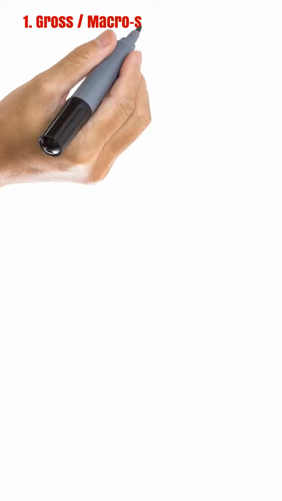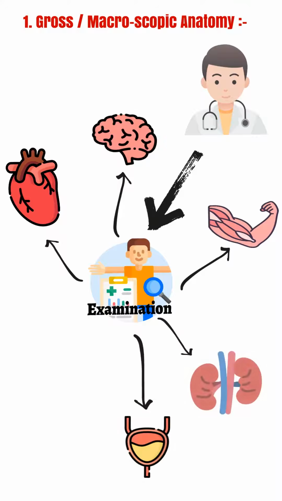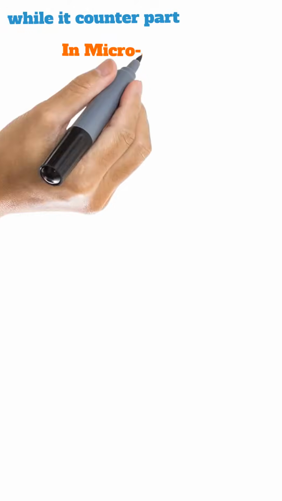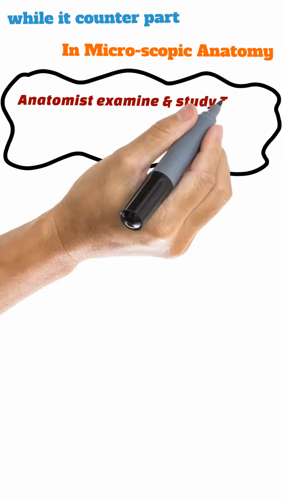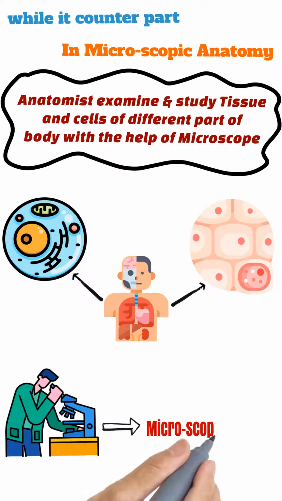No. In gross anatomy, doctors examine body parts such as muscle, heart, brain, bladder, kidney, skeletal system, etc., with just the help of the eye. While its counterpart, in microscopic anatomy, anatomists examine and study tissue and cells of different parts of the body with the help of a microscope. From there, the name microscopic anatomy came.